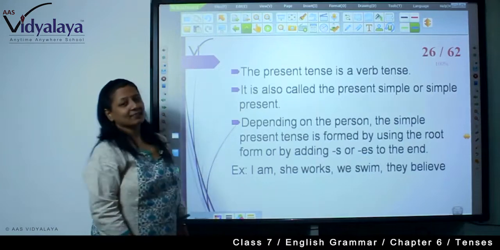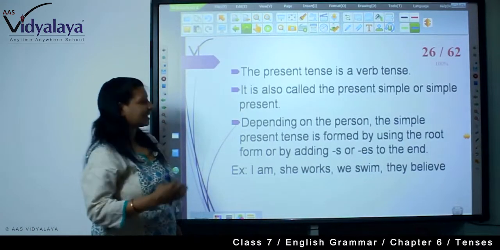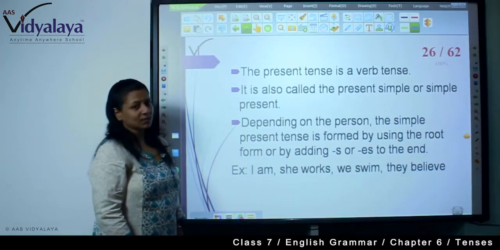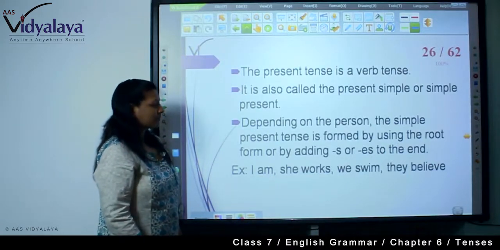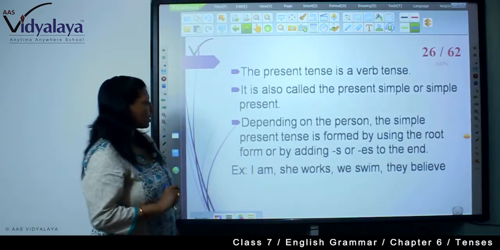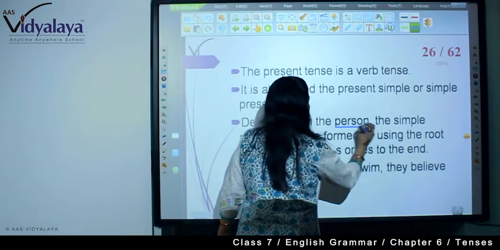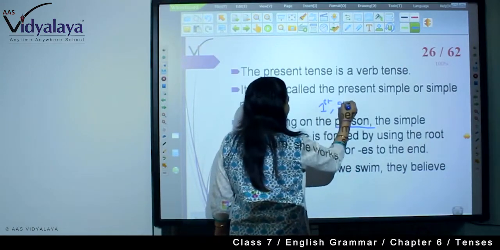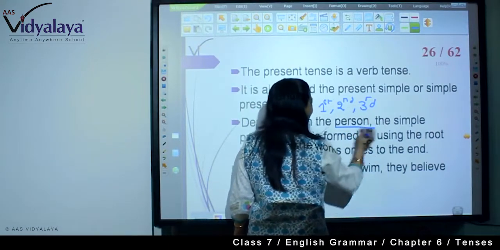The present tense is a verb tense. With the verb we can understand this is the verb tense. It is also called the present simple or simple present. Depending on the person, the simple present tense is formed by using the root form or by adding s or es. Person, that is first person, second person and third person, right?